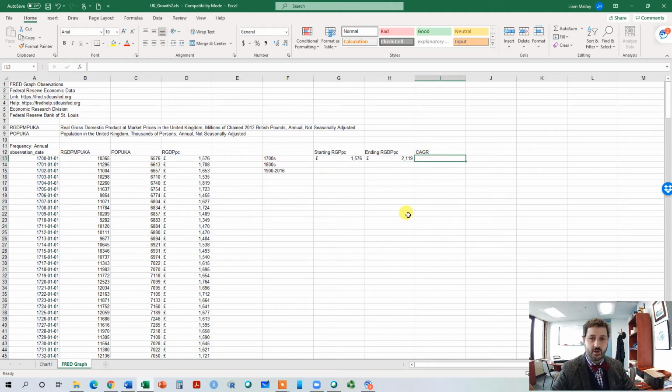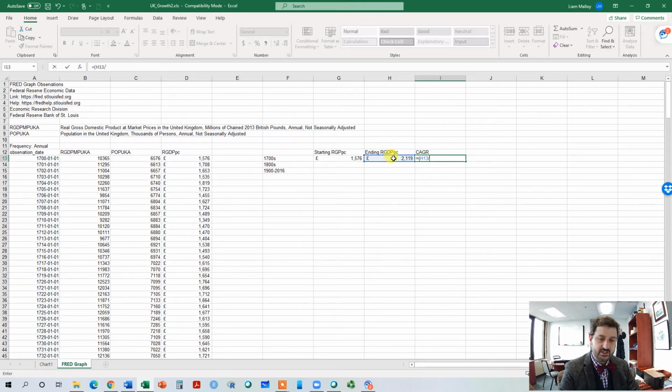So the formula for the compound annual growth rate is fairly straightforward. It's just equals. We always have to start with an equal sign when we're doing Excel. And the ending value divided by the beginning value, close our parentheses, and then we raise it to the 1 divided by however many years we are growing. So for the 1700s and 1800s, that will be 100 years. For the 1900 to 2016, that will be 116 years. And then we have to subtract 1 in order to put it into percentage terms.